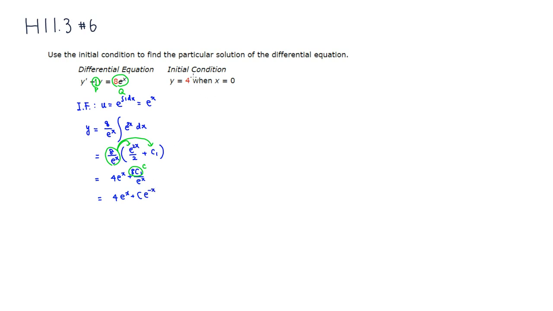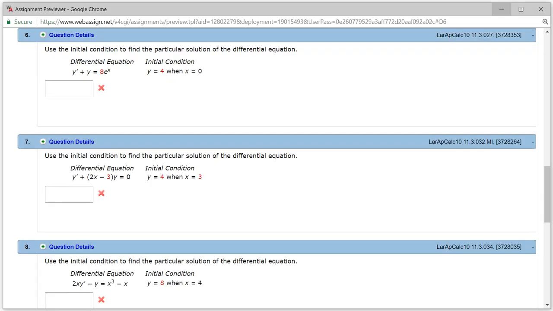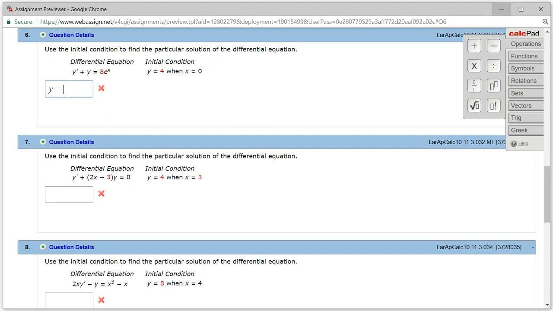So let's use the initial value condition. y of 0 is equal to, if you plug in 0, e to the 0 is 1, so you have a 4 plus c, e to the 0 is again 1, so c, and this is equal to 4. Which means that subtracting 4, c is actually 0. So c happens to be 0 there, and we have simply y is equal to 4 e to the x. Let's type it in. So y is equal to 4 e to the x.